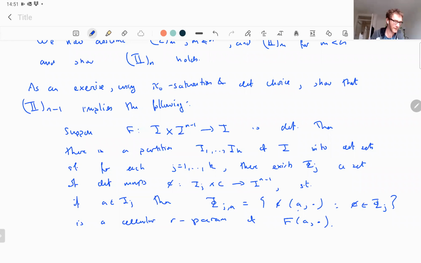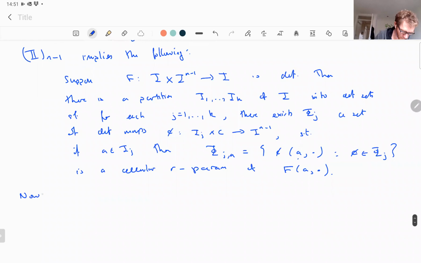Okay. So now we have to prove 2n, so we have a function f from x to I. Suppose f maps x to I. So I can suppose that the codomain is I, not I to the n, by the lemma we proved at the beginning. So x contained in I to the n definable. We want to find a cellular R parameterization of that.